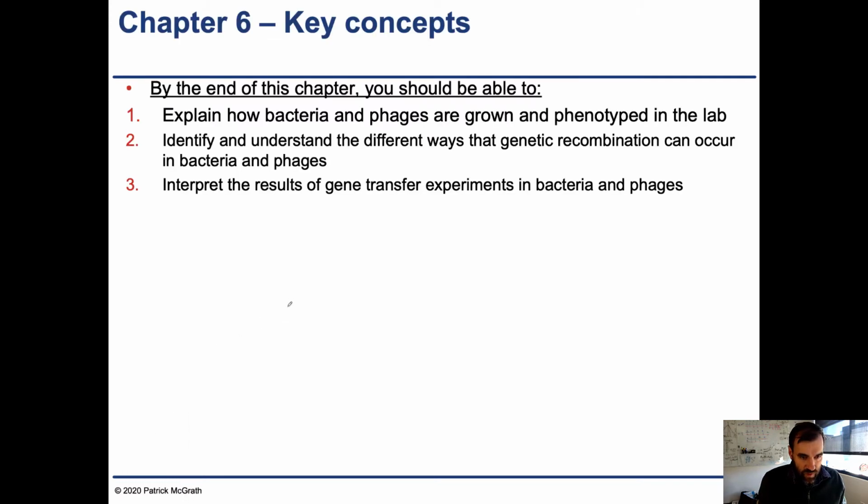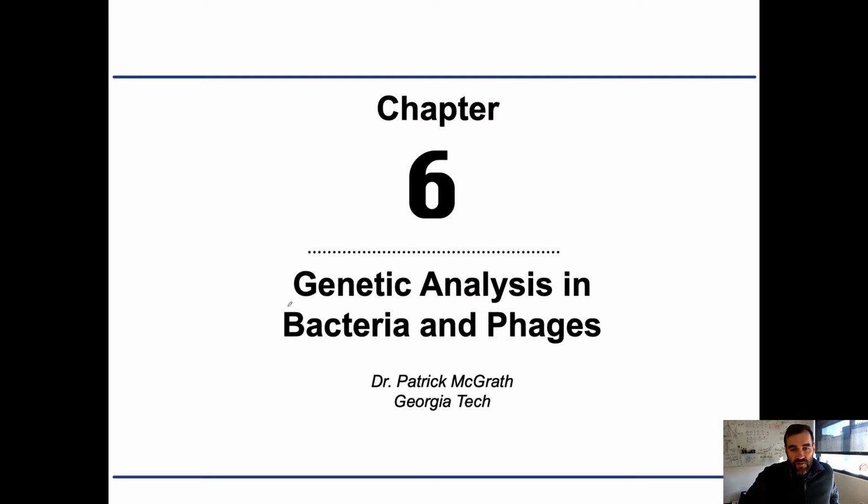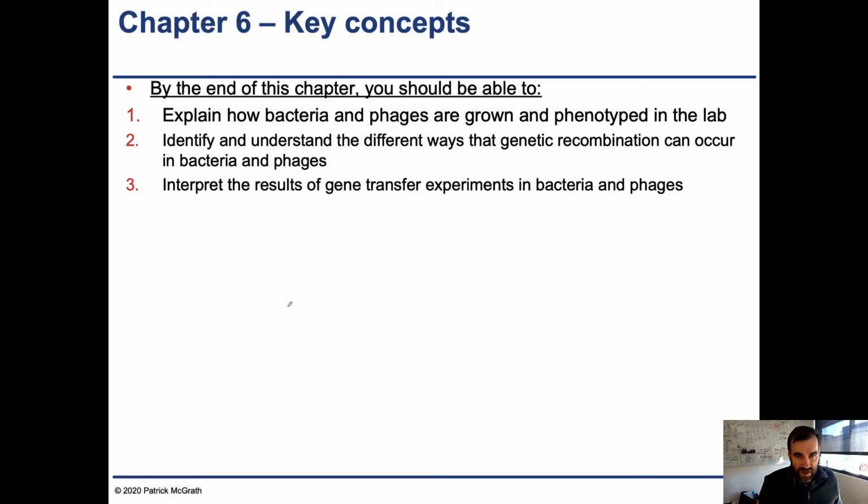Up until now, we've been mainly focusing on diploid organisms. These include things like the pea plants that Mendel studied, Drosophila, mice, humans. But now we're going to look at what happens when you have haploid organisms like bacteria and phages.